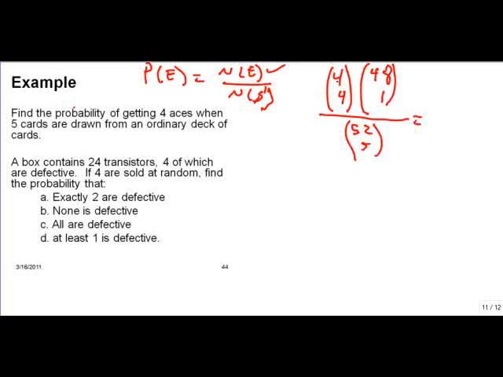So 4 choose 4, how many ways are there to choose 4 aces from 4 aces? Well, there's only one way to do that. And I want 1 card from 48 cards, so I just want to pick one of those cards. So 48 choose 1 is just 48, divided by 52 choose 5.